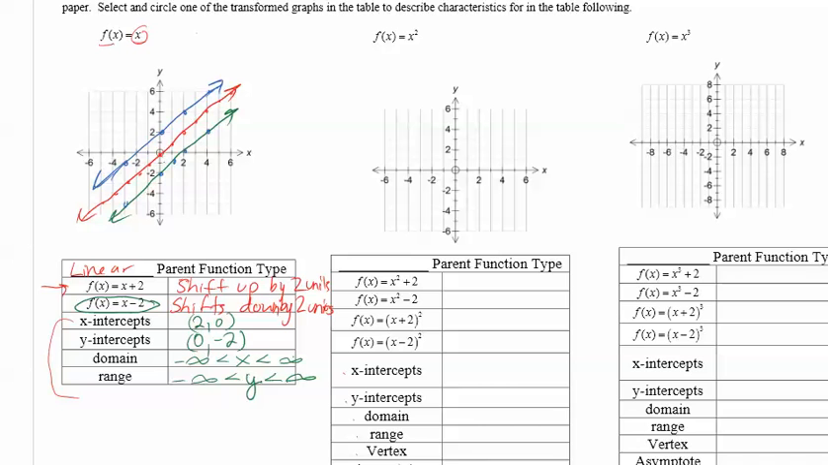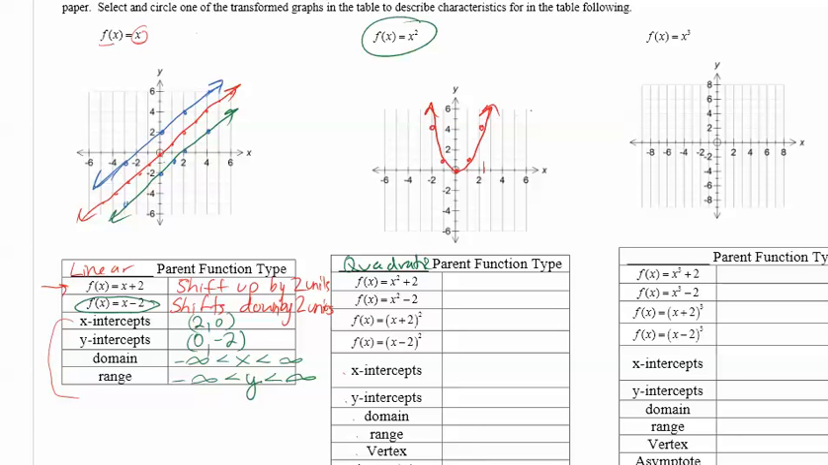Okay, so now let's look at the function for f of x equals x squared. What kind of function is this? Well, if you guessed quadratic, that's correct. This is a quadratic. It represents the quadratic parent function. So what I'm going to do is go ahead and go back to my red, and I'm going to graph the quadratic parent function. Okay, so I'm going to go over 1, up 1, over 2, up 4. Okay, because I'm squaring those x values for the parent function.